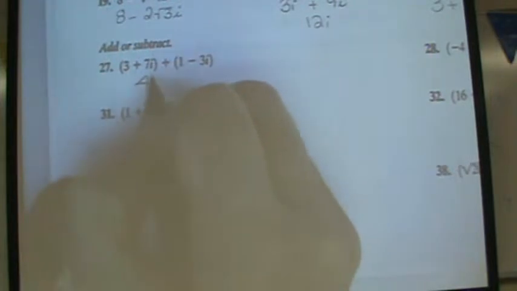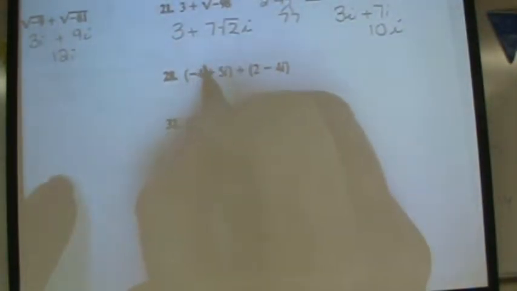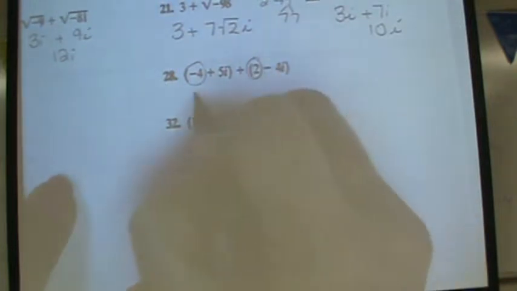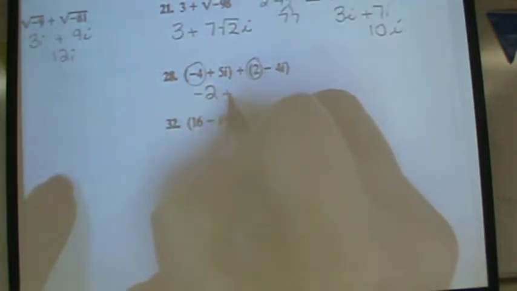And now we're adding and subtracting. This is a complex number, and this is a complex number. We're going to add like terms. 3 and 1 is 4. 7i plus negative 3i is 4i. We are adding these two complex numbers. Negative 4 and 2 gives you negative 2. 5i minus 4i is 1i.